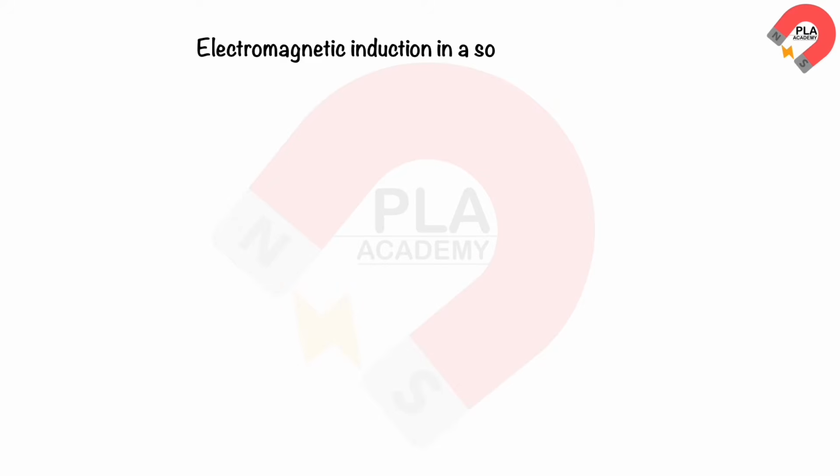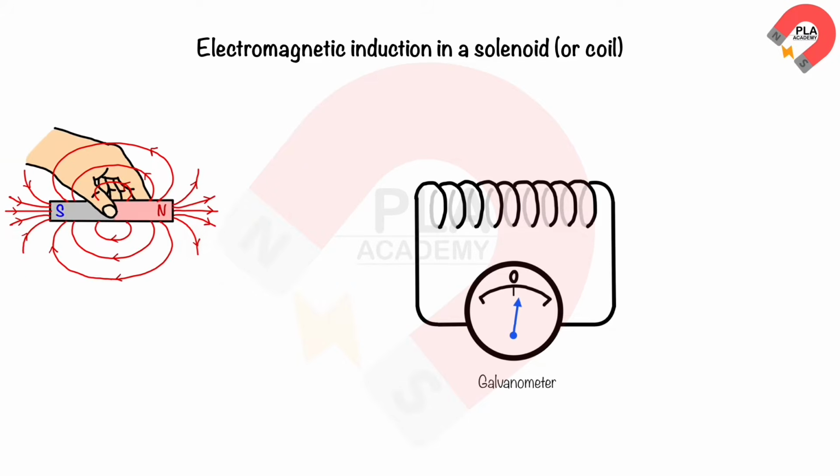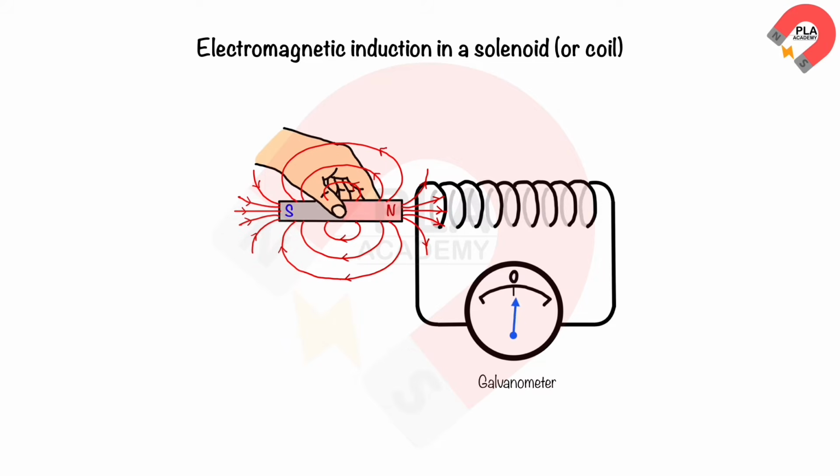Electromagnetic induction in a solenoid. When a north pole of the magnet moves into the solenoid and stops, the needle of the galvanometer deflects to the right and then returns to zero. This generates the induced current in the solenoid, which induces an induced EMF in the wire.